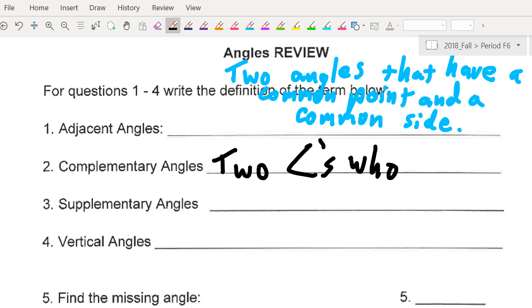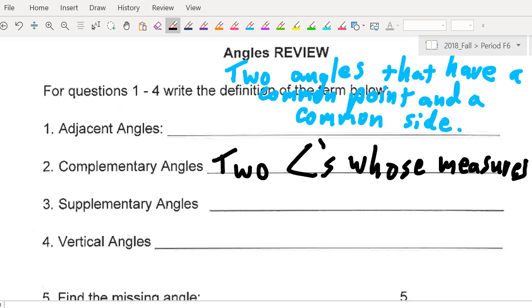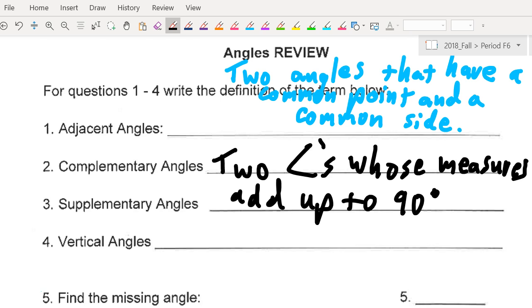Two angles whose measures add up to what? 90 degrees. Exactly, 90 degrees. I can copy and paste. Watch this. I'm going to take this, two angles whose measures add up to, except this time it's going to be what?